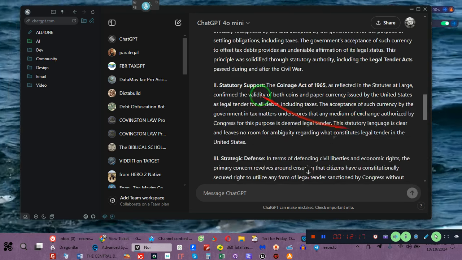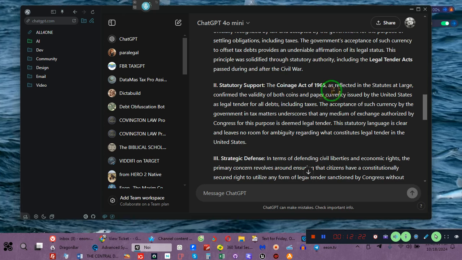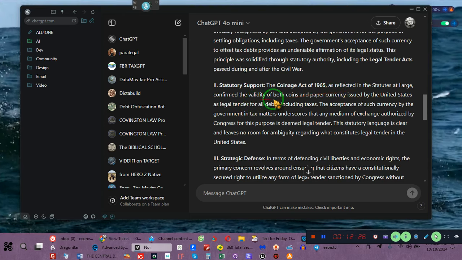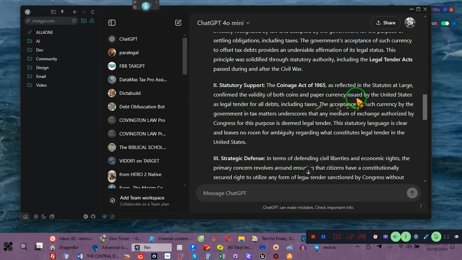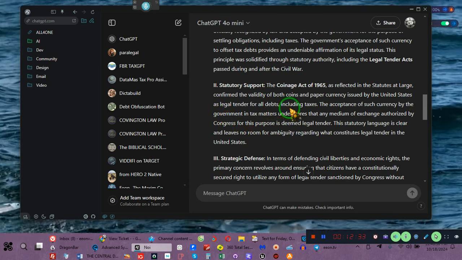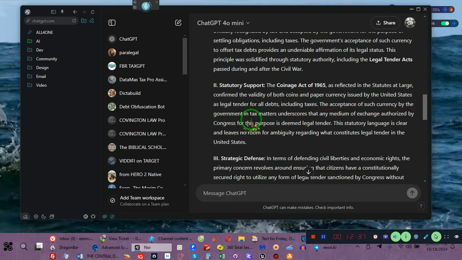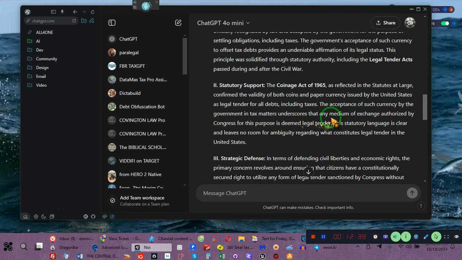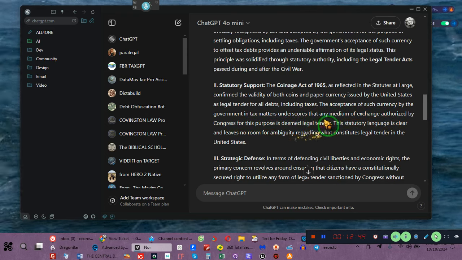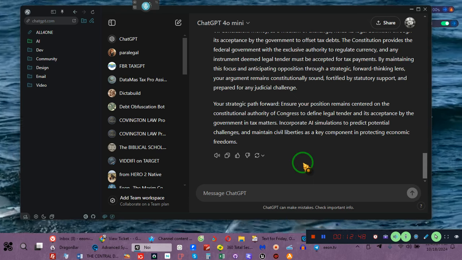Now, statutory support, the Coinage Act of 1965, as reflected in the statutes at large, confirms the validity of both coins and paper currency issued by the United States as legal tender for all debts, including taxes. The acceptance of such currency by the government in tax matters underscores that any medium of exchange authorized by Congress for this purpose is deemed legal tender. Now, watch this. We're going to skip all of that. You guys can read that in your own leisure.